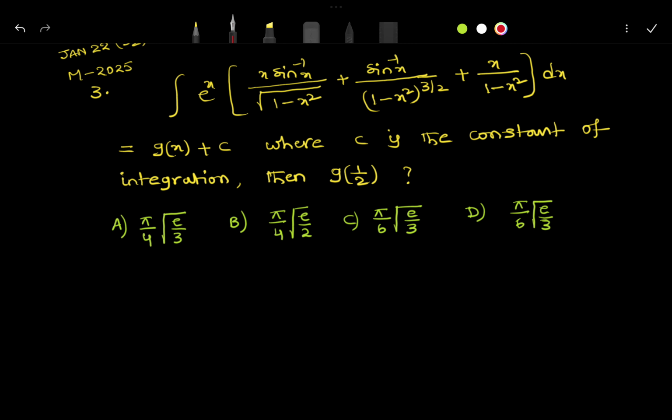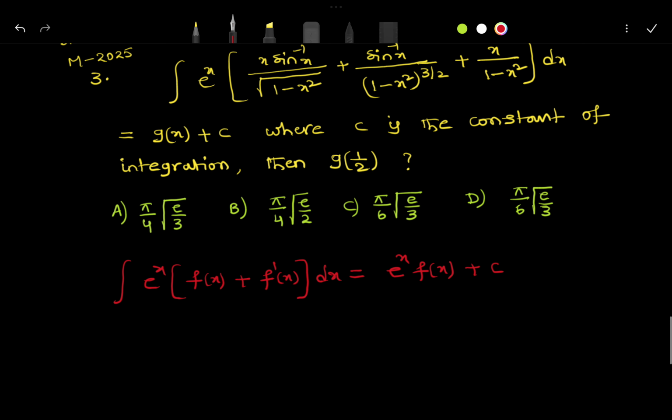So before going to this concept, first recall one fundamental formula: the integration of e to the power of x into [f of x plus f dash of x] dx is equal to e to the power of x into f of x, plus c.